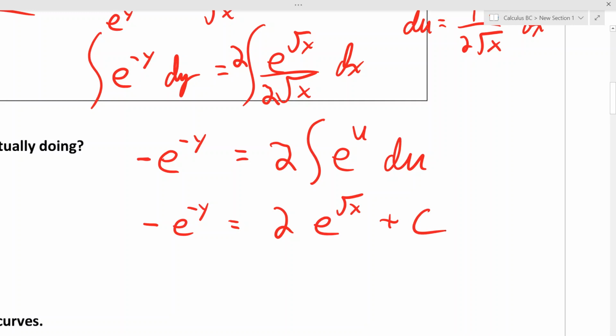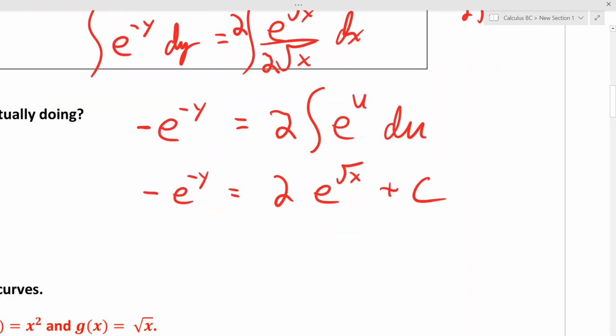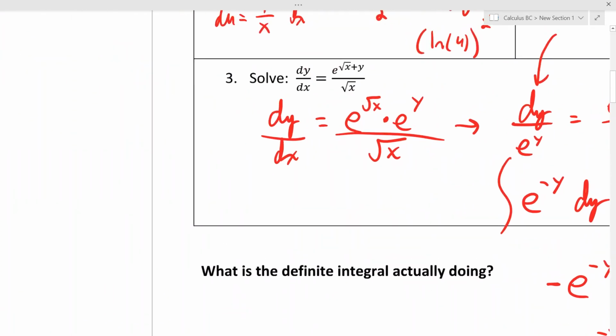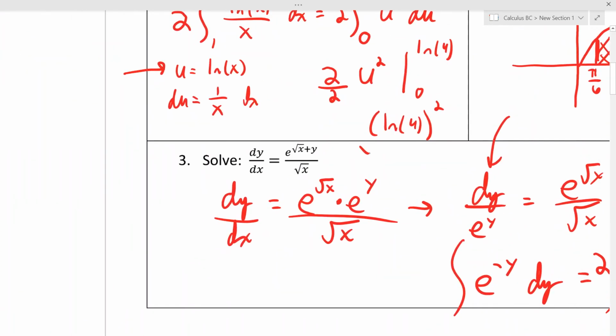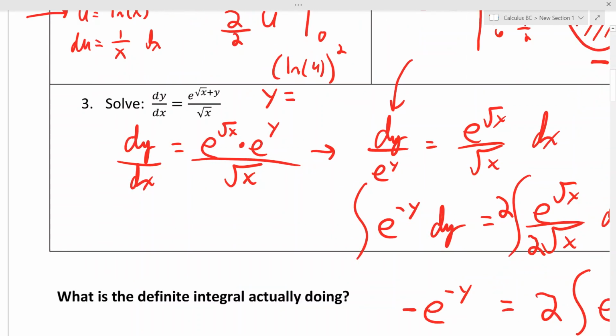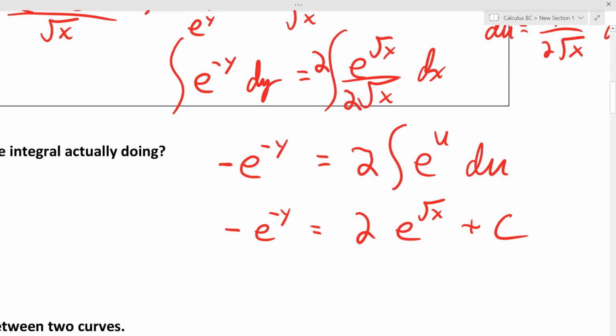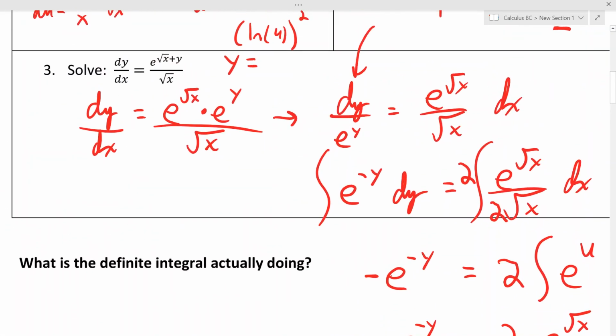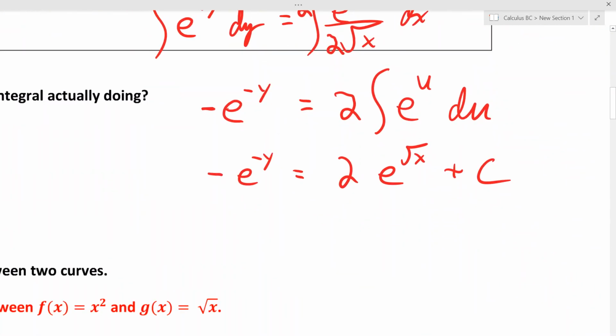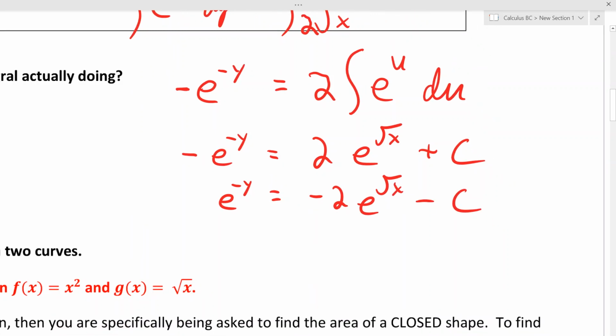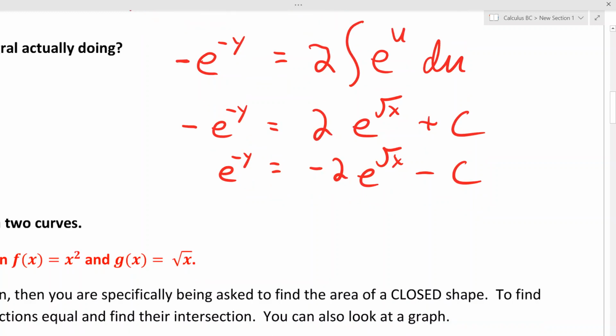And that technically is a solution, but a lot of times they're going to want us to solve for y. So the solution to a differential equation is a y equals. So you want to know what y is that makes that true. Now, if they give us a point, we got to find plus c, but I didn't give you a point. I just said solve this. So plus c is just going to hang out there, and we got to get y by itself. So it's going to become e to the negative y equals negative 2 e to the root x minus c. You could technically leave it as plus c still because it's just some number. It doesn't matter if you're adding or subtracting.